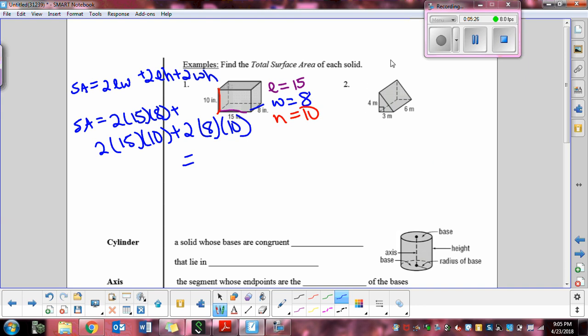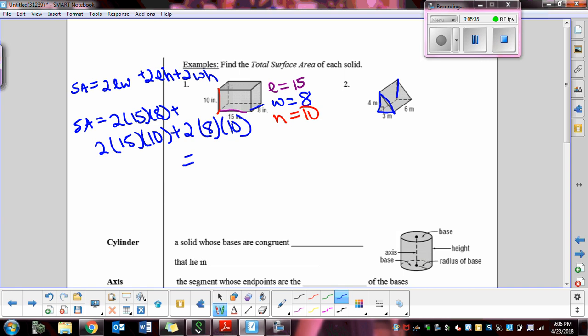For number 2, this is a triangle on the bottom. This is the base, even though it's actually facing me. This is the base right here, and this is the base over here. And those are the only two that are going to be parallel. So that's why I know those are the bases. They are congruent also, but they are definitely parallel.